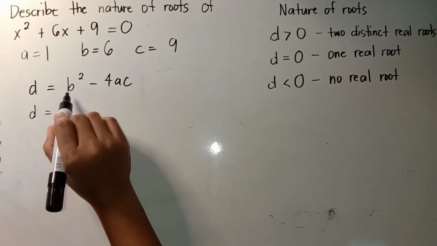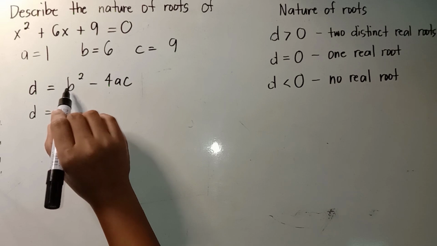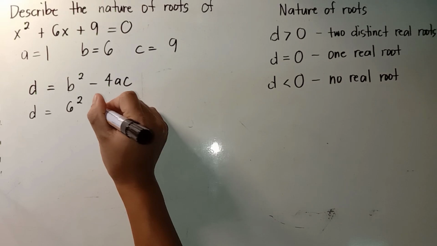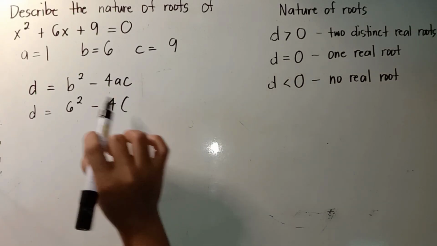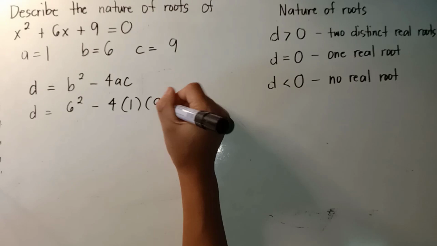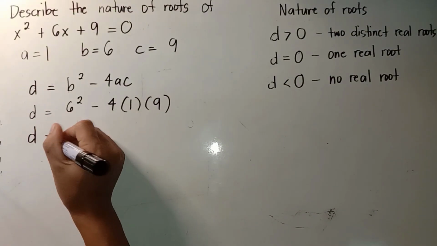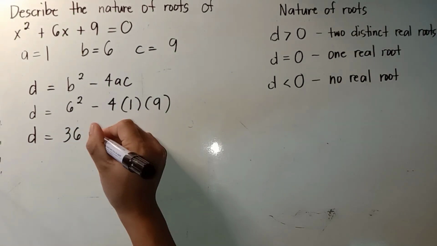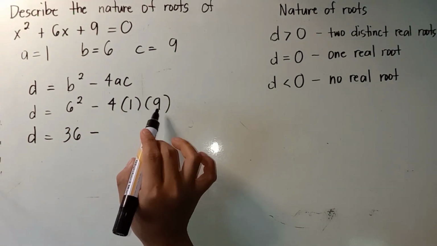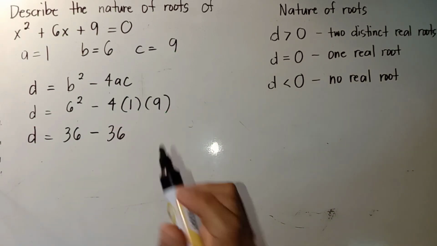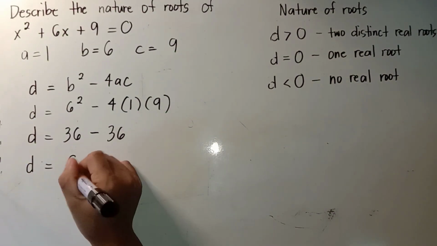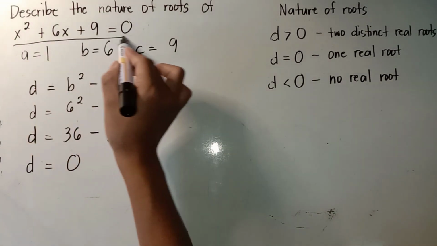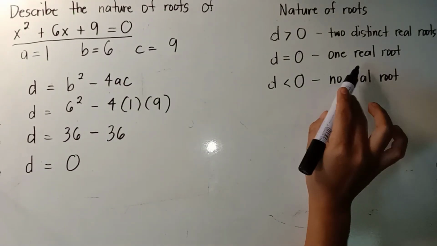D is equal to b, the value of our b is 6. So this becomes 6 squared minus 4 times a is 1, c is 9. D is equal to 6 squared, or 6 times 6, that is 36, minus 4 times 1, 4 times 9, 36. Therefore, D is equal to 0. Since D is equal to 0, this equation has one real root.